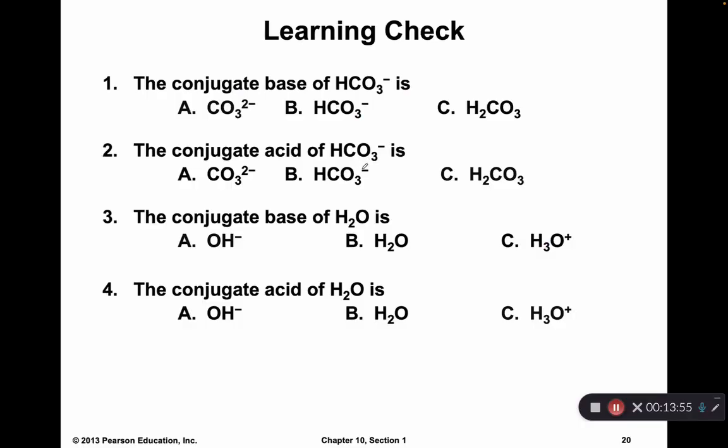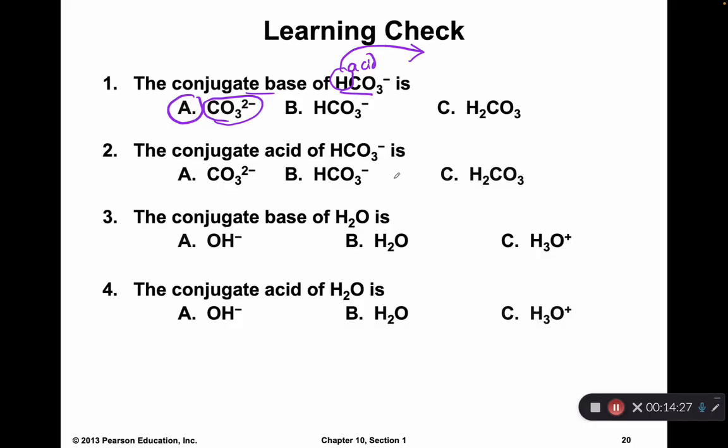Now you can try a few more examples here. The conjugate base of this acid, right? The conjugate base of HCO3 is, what is it? It means this guy is an acid here and you need to find the conjugate base. If this guy is an acid, it means that H plus can be given away. When you take the H plus away, the leftover is carbonate ion. So carbonate ion is the conjugate base, right?